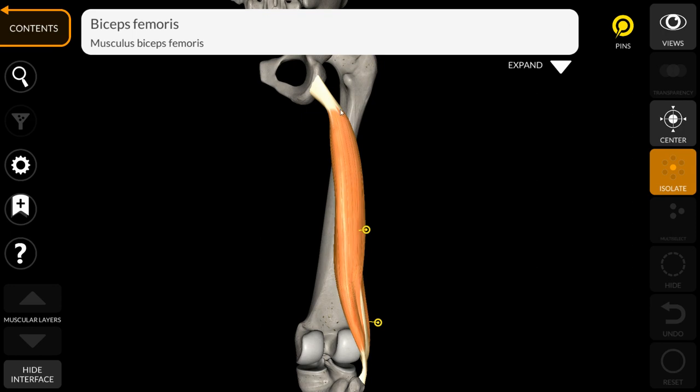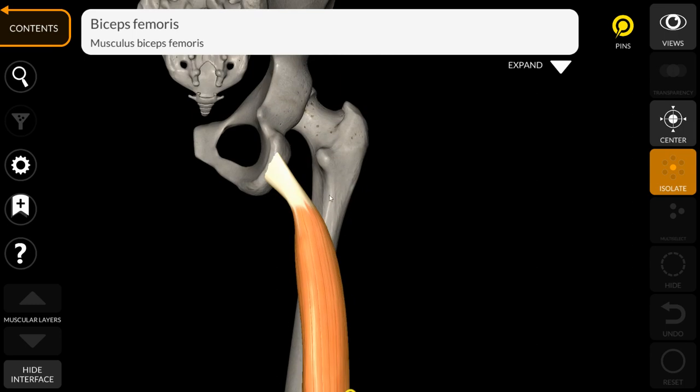Where does the long head originate? This muscle originates from this region, which we call the ischium. Absolutely, it's the thick, roughened surface of the ischium, the ischial tuberosity. So when we talk about the long head of biceps femoris, it originates from the ischial tuberosity.